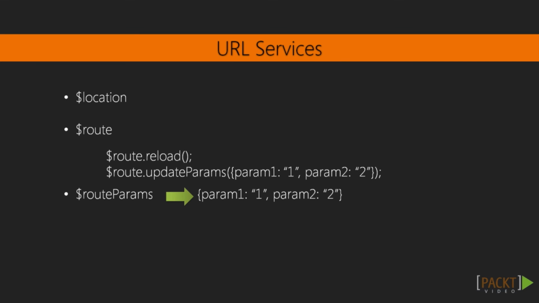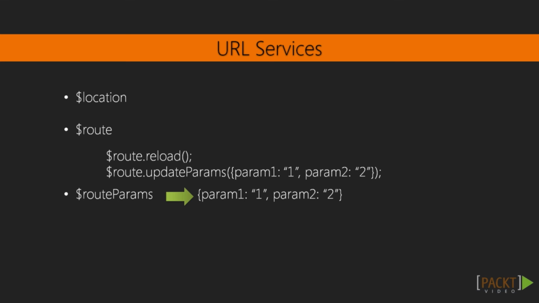Moving on to the next service, we have the $location service that parses the URL in the browser address bar based on the window location and makes the URL available on your application. Changes to the URL in the address bar are reflected into the location service, and changes into the location are reflected into the browser address bar.